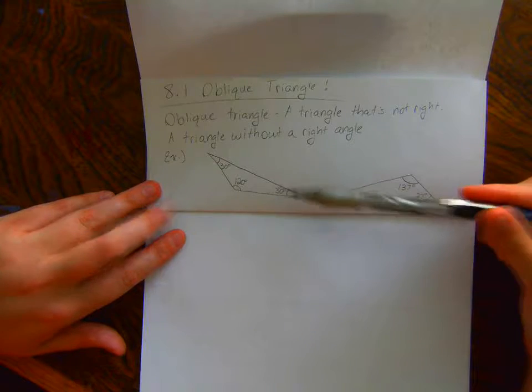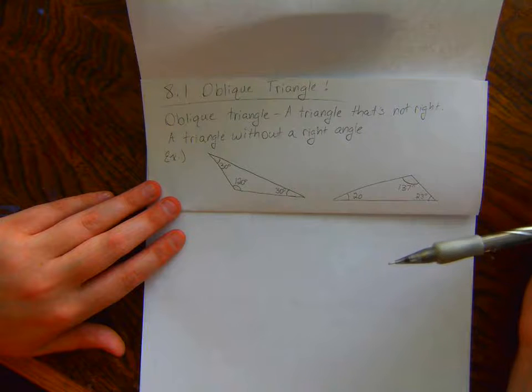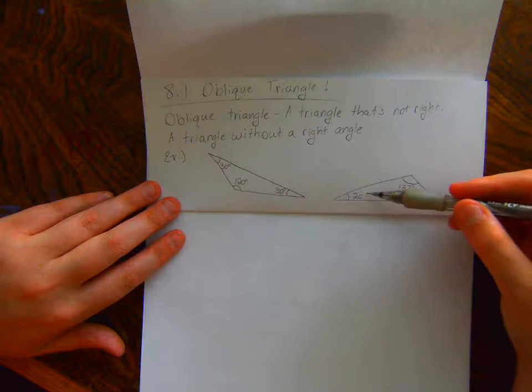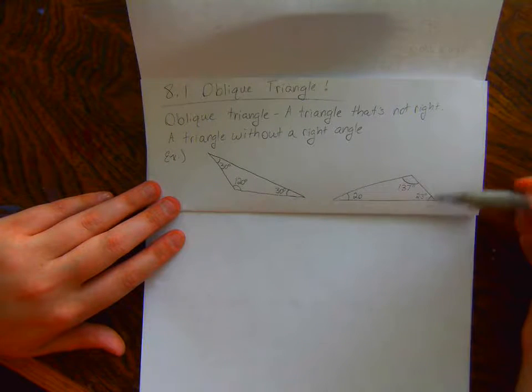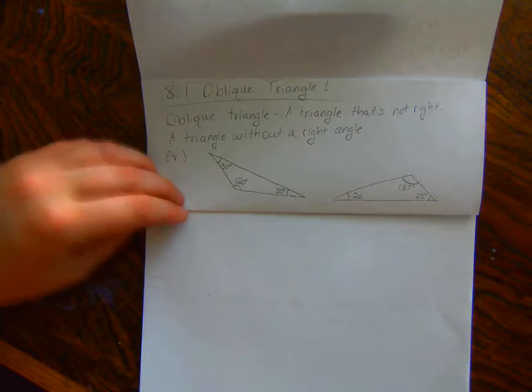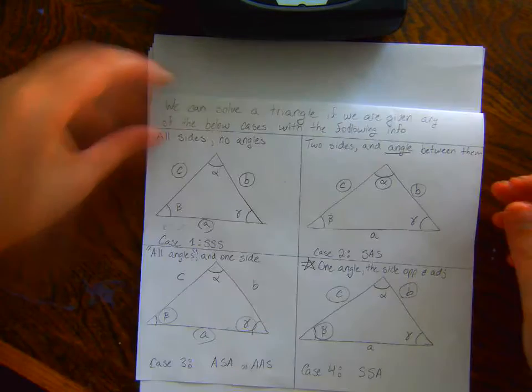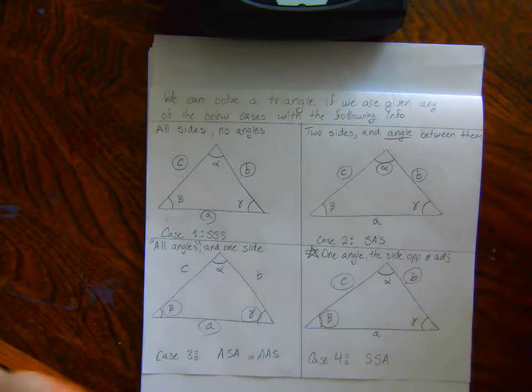Okay, so I have a couple examples here. I have a 30 degree and 120 degree angle, and I also have a 20 degree, 137, and 23 degree angle. Since none of these angles are exactly 90 degrees, they are oblique triangles. Okay, so now we're going to be learning how to solve these triangles.